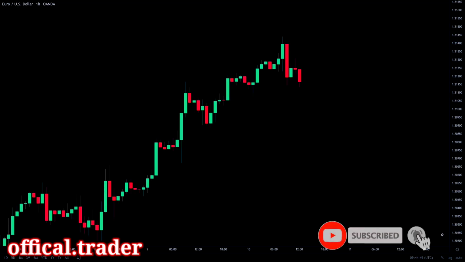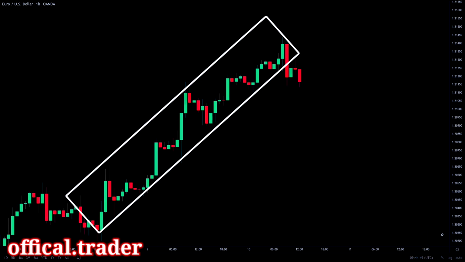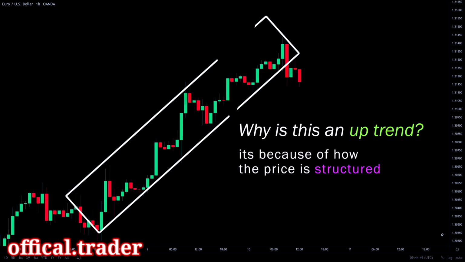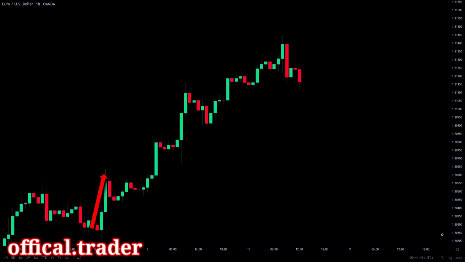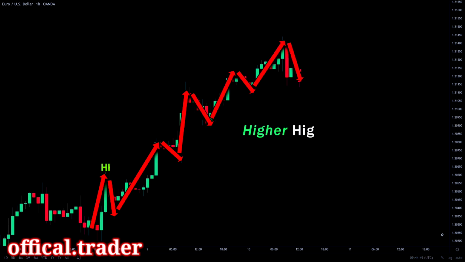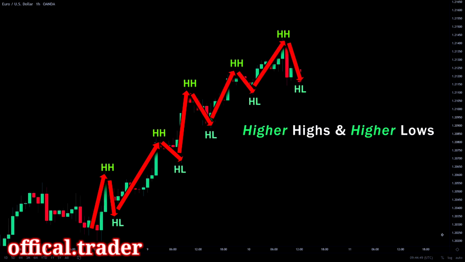So here, we can see that initially, the market was clearly on an uptrend. Now ask yourself this: why is this an uptrend? Well, it's because of how the price is structured. Here, we can see that the price went up, made a pullback, and comes back up again. However, notice that as the price goes up, it actually breaks the previous highs. And it did this multiple times, forming what's called higher highs and higher lows, because the highs and lows of the price are constantly getting higher and higher, which is why this whole movement is classified as an uptrend.